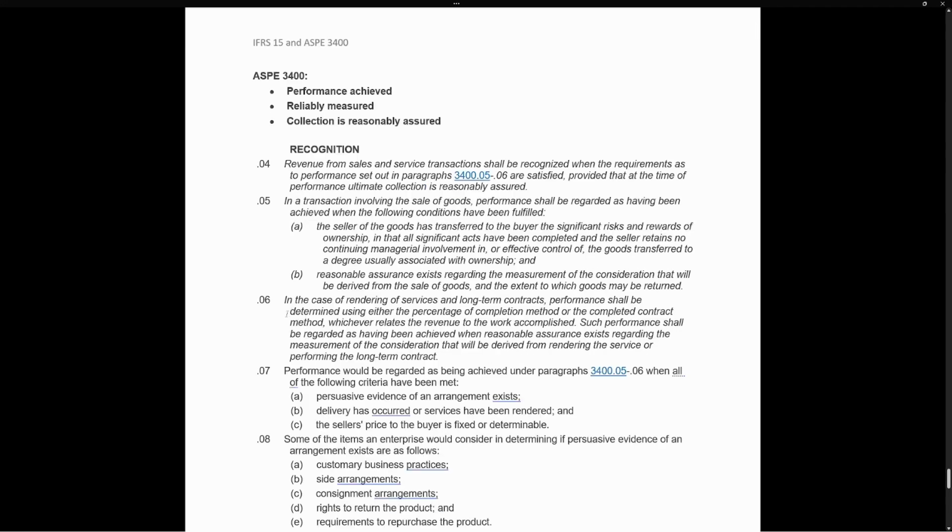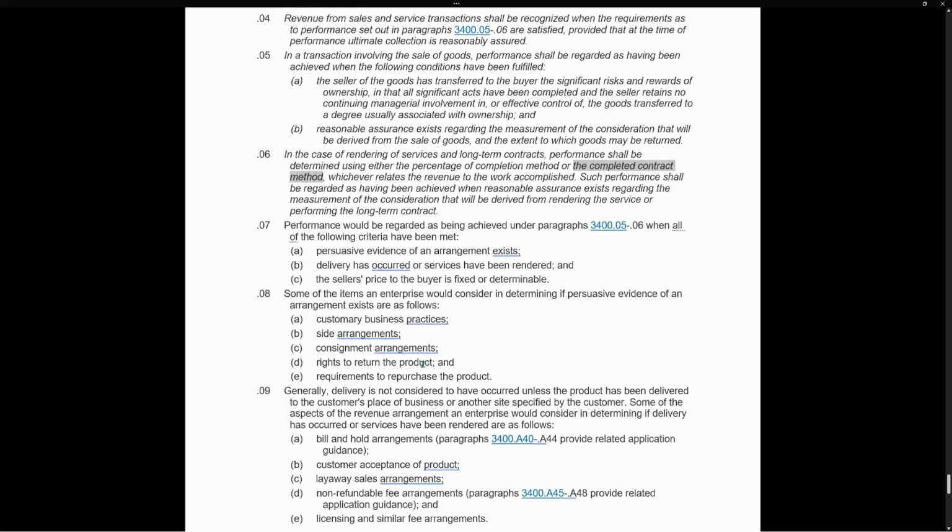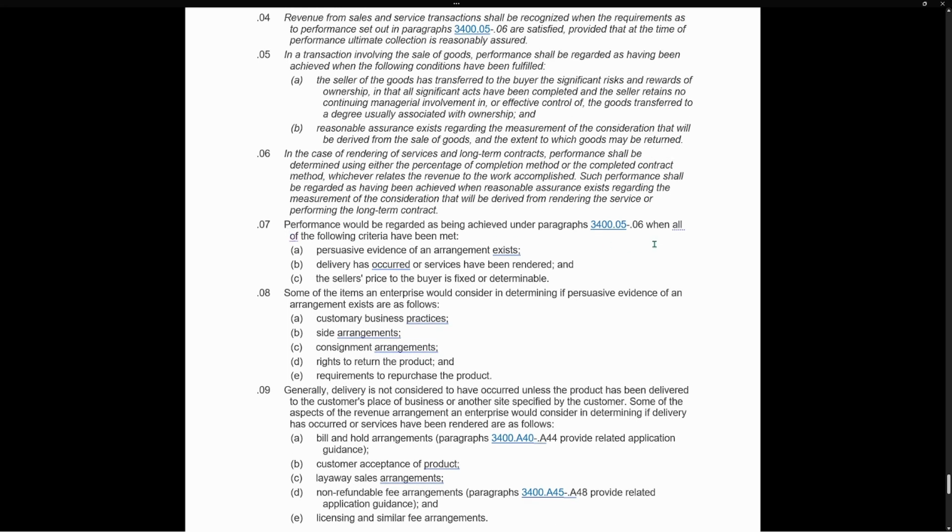And in ASPE, you will recognize the contracts or the revenue using either the percentage of completion method or the completed contract method. And this means that the revenue relates to the work accomplished. I will show you in which paragraph it's been discussed. And the other parts are the performance achieved when all of the following criteria have been met. For example, persuasive evidence of an arrangement exists, the delivery has occurred, and the seller's price to the buyer is fixed or determinable.